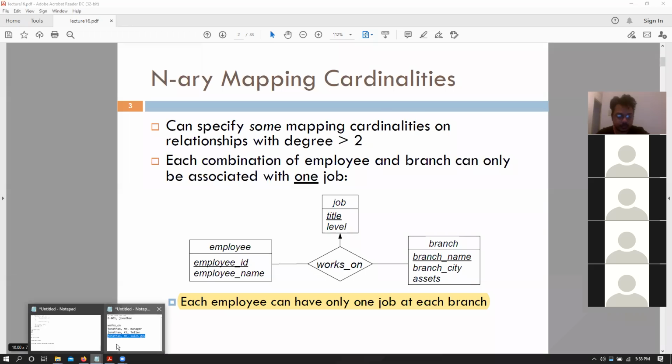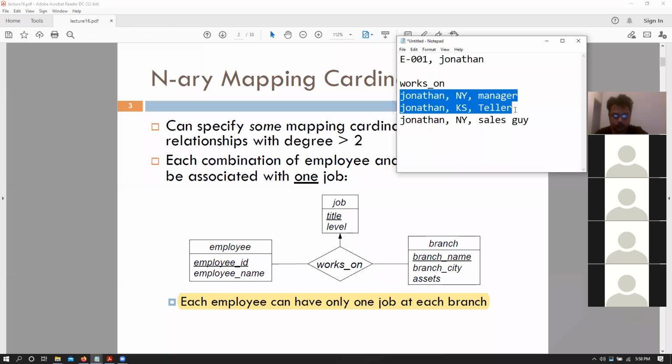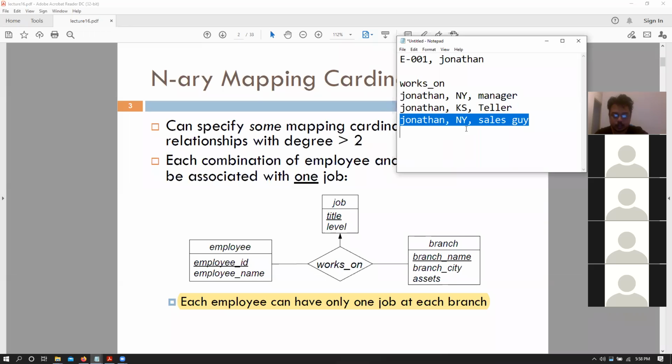Does everyone agree with Edward's answer, right? Type yes or no. Everyone except Edward, can this particular statement be true in this ER diagram? That is, we already have Jonathan, New York manager, Jonathan, Kansas teller. Can we have Jonathan, New York sales guy in this diagram? Yes or no? I want everyone to answer. Because job has to be one given employee and branch are the primary key.